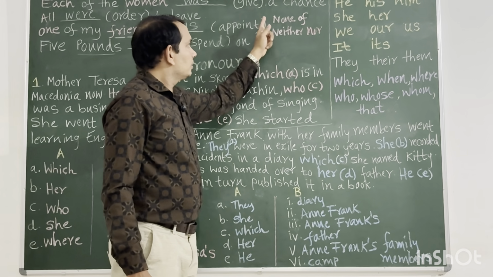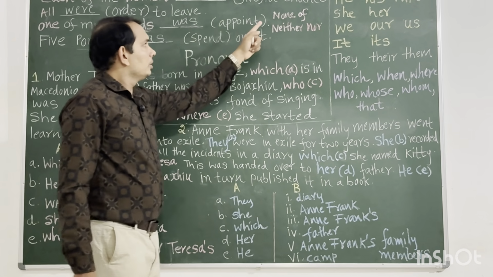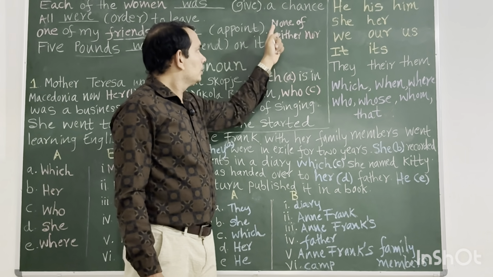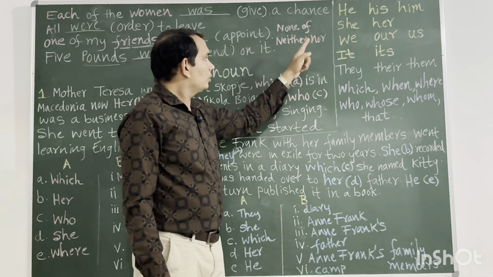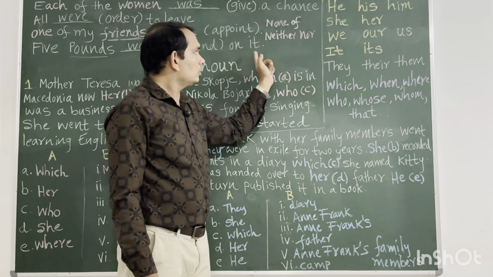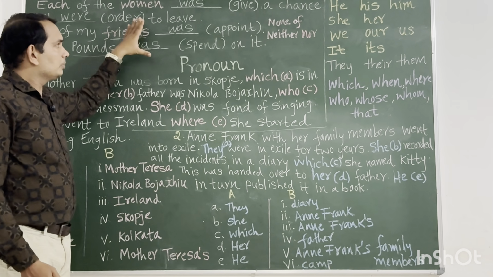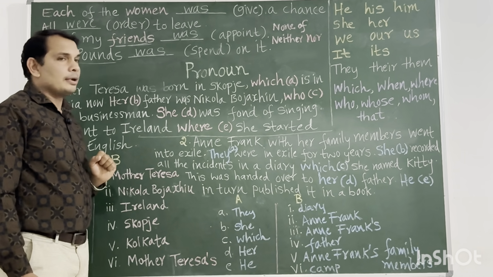Look at these words: none of, neither, nor. To give you an example, none of the books was sold. Neither, nor followed by was, not were. I think it has been clear to you, subject verb agreement regarding the topic passive voice.